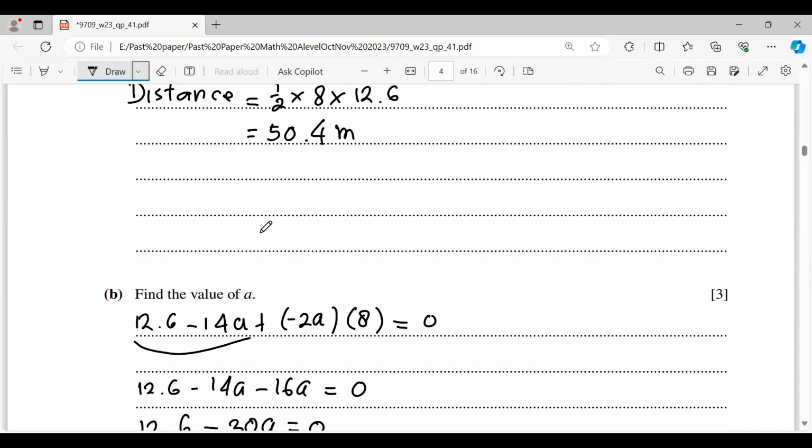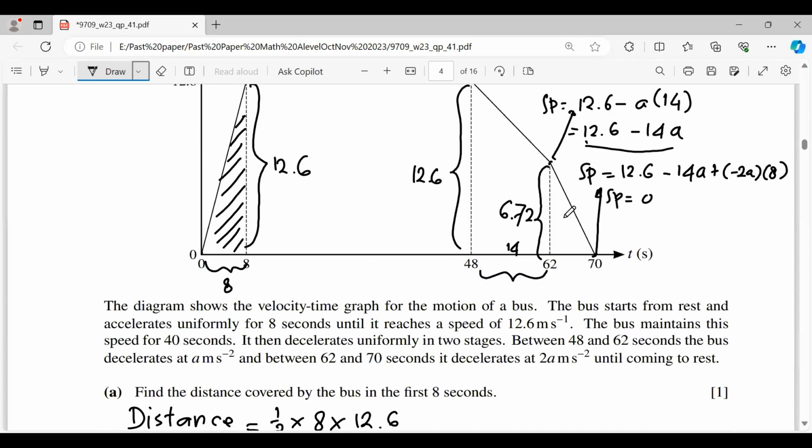Next, distance 4. The shape is a triangle, with the base 70 minus 62, which is 8. Half times 8 times 6.72. Okay.